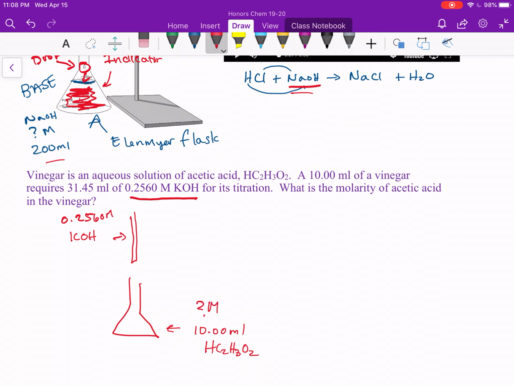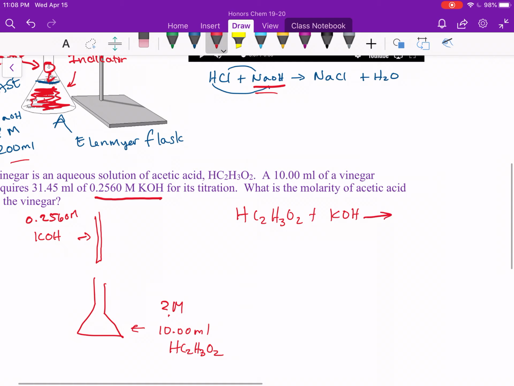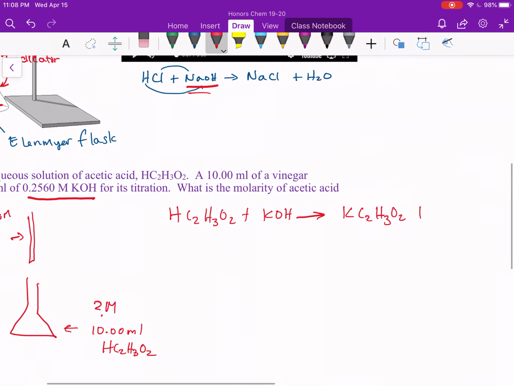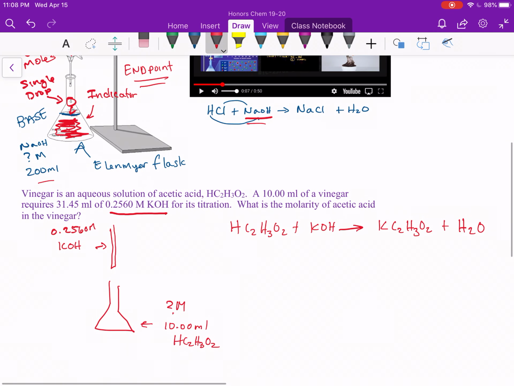That's the problem. So what I do know, though, is these two things will react in a double replacement reaction. So I have HC2H3O2 plus KOH, right? And then I know that that's going to give me my KC2H3O2, my potassium acetate, plus my H2O. So there's my balanced equation, okay?